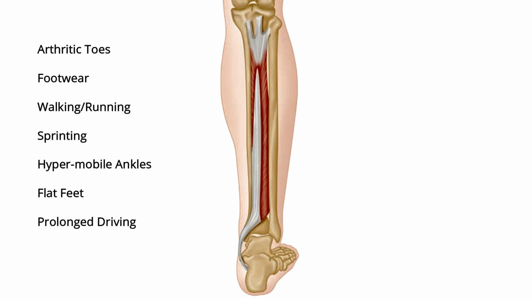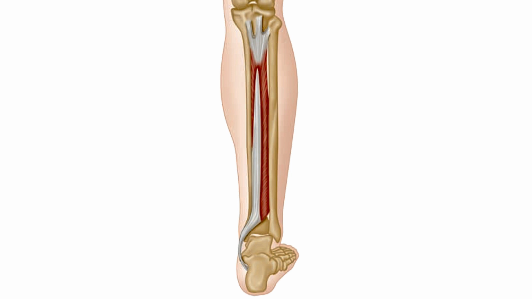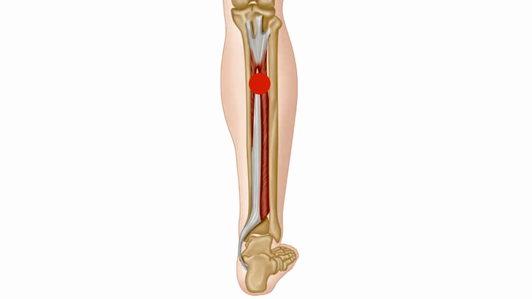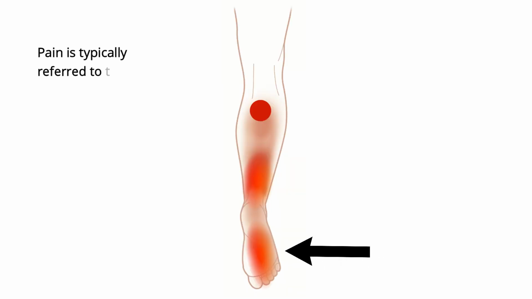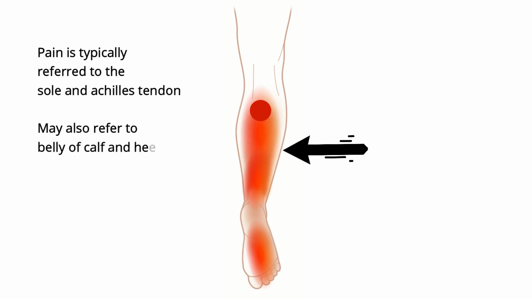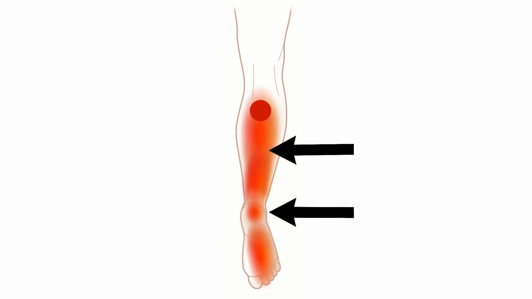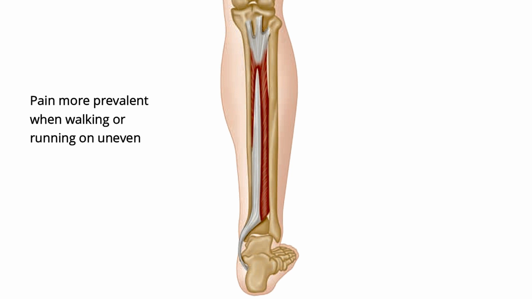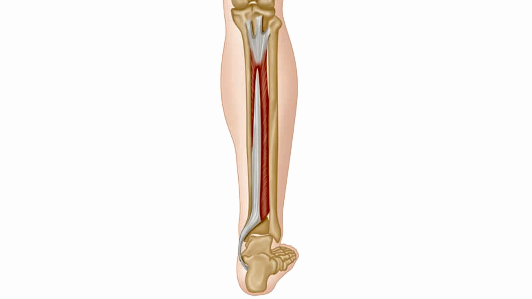the tibialis posterior. A person with trigger points in the tibialis posterior is likely to complain of pain while walking or running. Pain is generally felt in the sole of the foot and Achilles tendon, and sometimes, though to a lesser degree, in the mid-calf and heel. Usually it is more bothersome while walking or running on uneven surfaces, gravel or cobblestones that are sufficiently irregular and require additional stabilization of the foot.